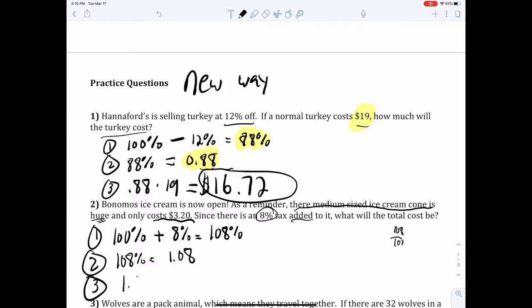Is you're going to take your number, 1.08, and just like we did up here, we're going to multiply it by the amount we're taking it of. So 320 equals... ooh, this is fun. 3.456.